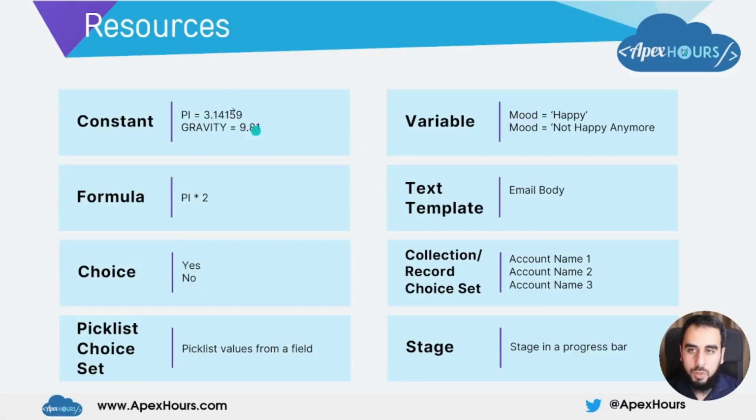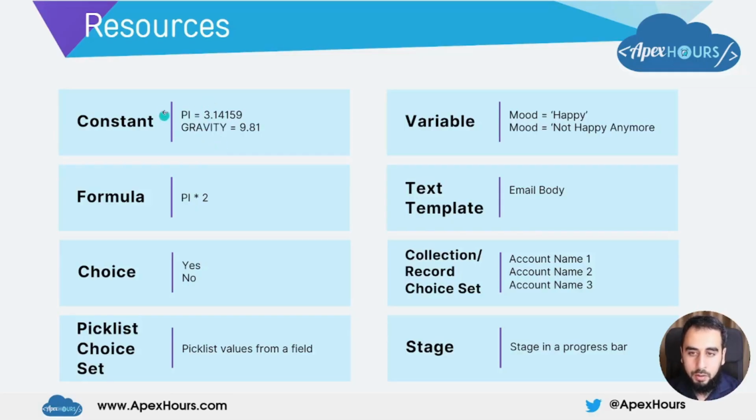When building flows, we create resources that help us with the build. The resource types are as follows. The first one is a constant. A constant is a static value that you assign to a constant with a name like pi or gravity, something like that, or maybe a price.